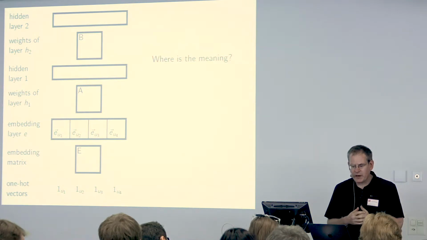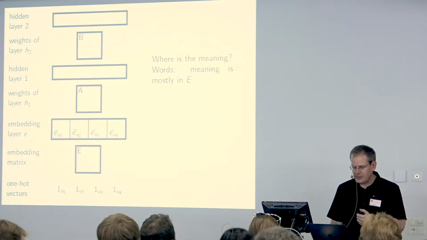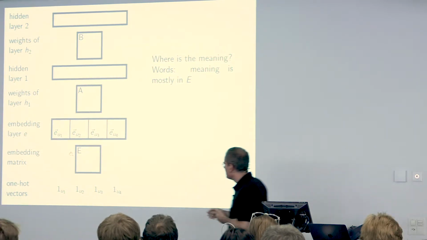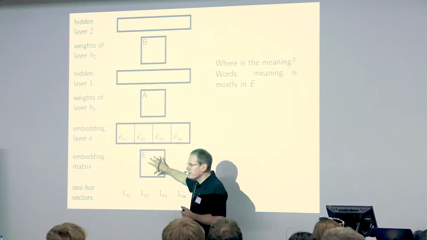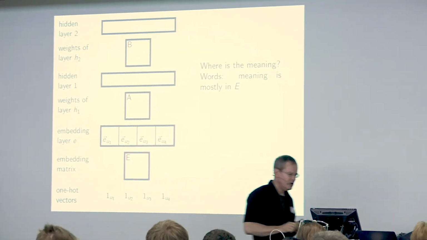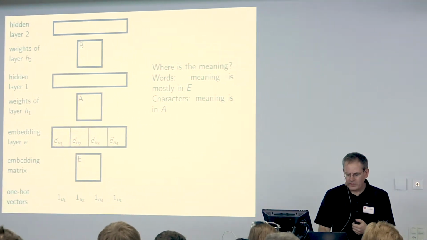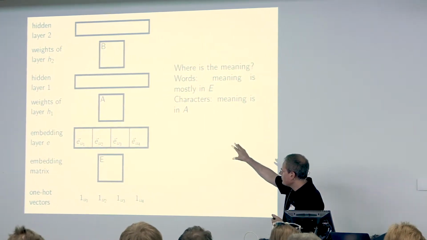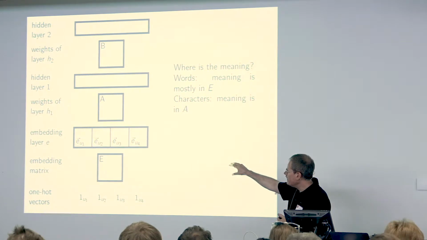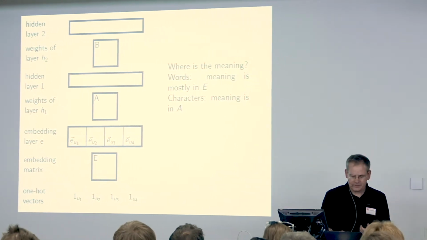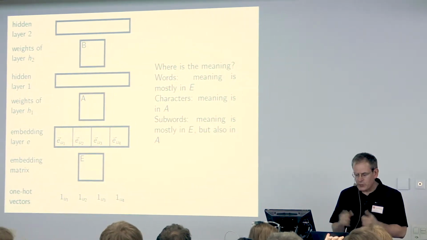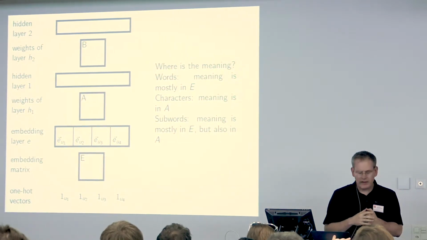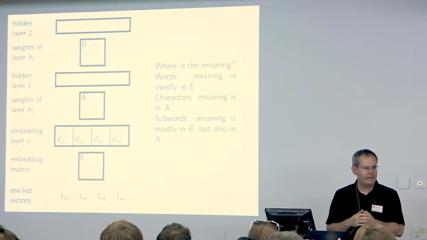So to summarize this part of the talk, where is the meaning? For words, the meaning is in the embeddings, with a few exceptions like hot dog. For characters, the meaning is in A, or maybe also in B, but mainly in A. So there's no meaning in E, all the meaning is in A. And subwords are somewhere in between. The meaning is mostly in the embeddings, but a lot is also in A.